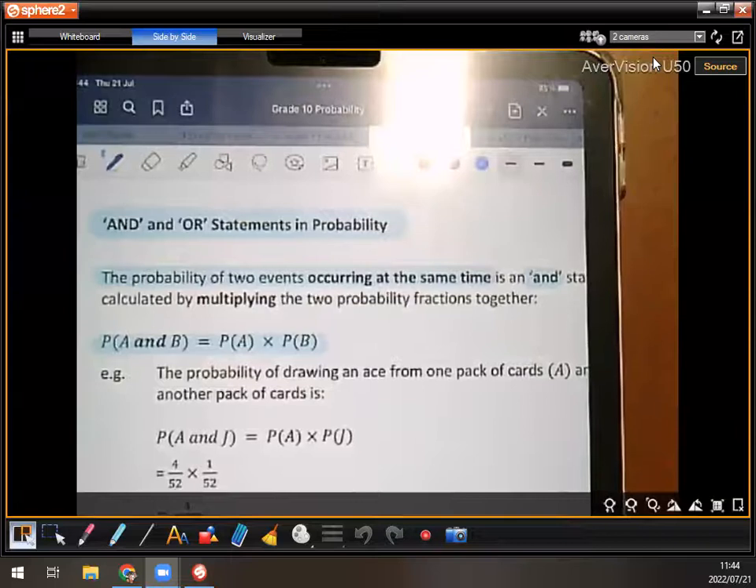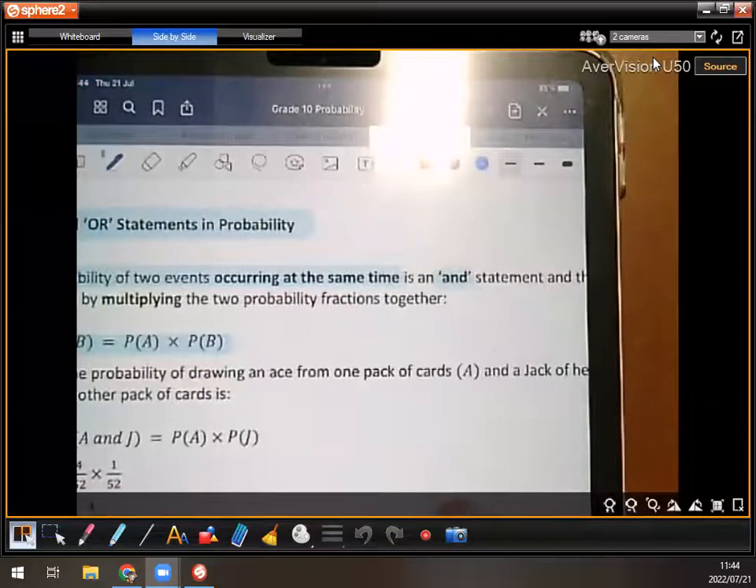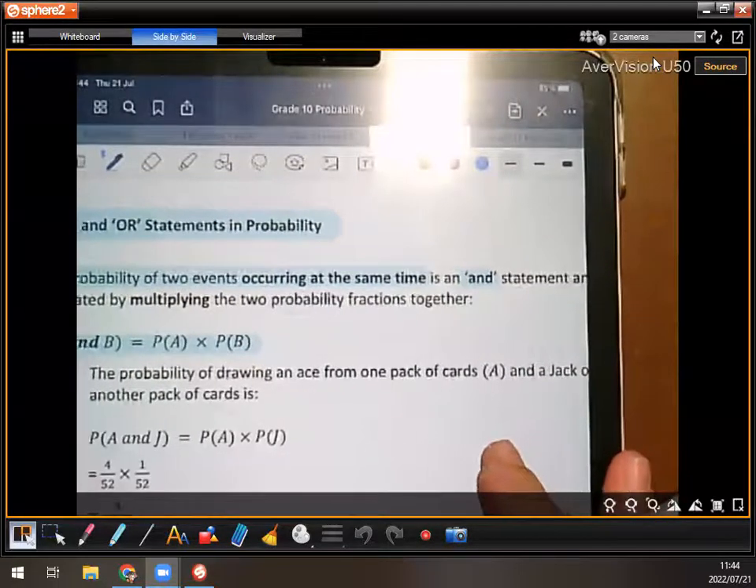Okay, have you written that heading, please? I just want to show you there it says an and statement. Okay, so that's another one.